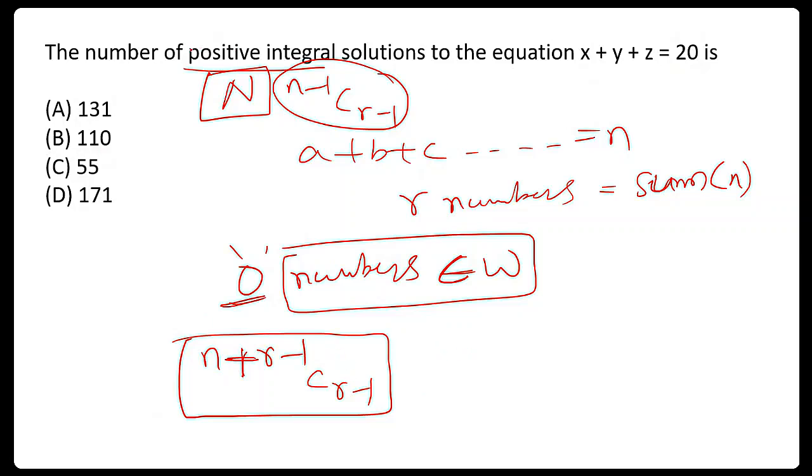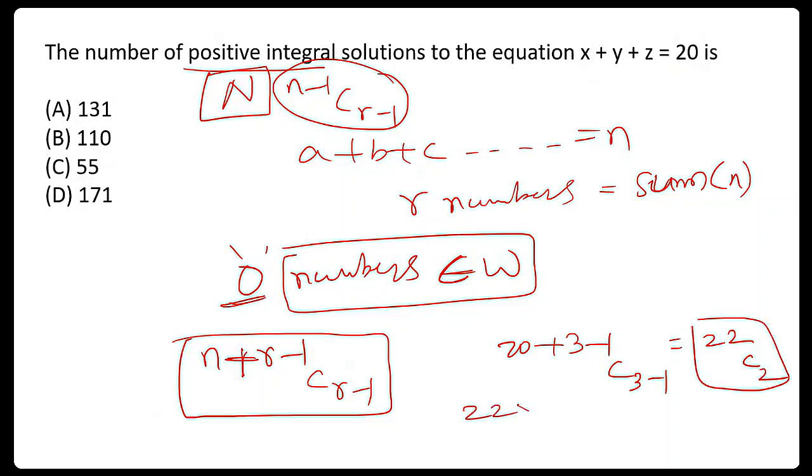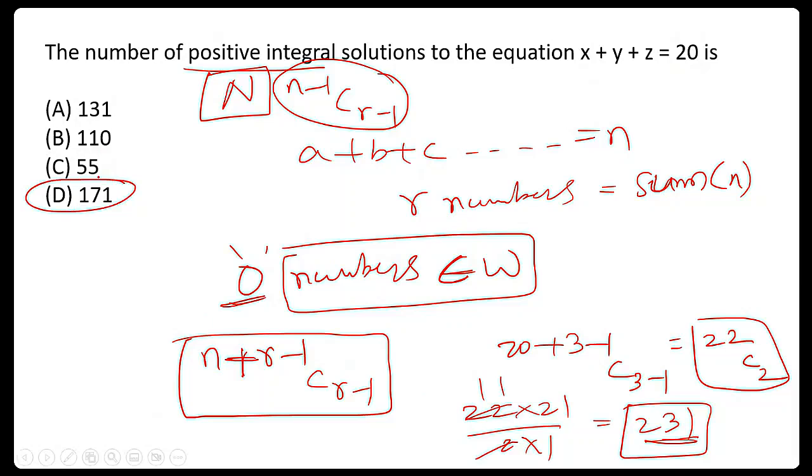Suppose in this question, if 0 is also allowed, then the answer is 20 plus 3 minus 1 C 3 minus 1, which is 22 C 2. If I simplify this, 22 into 21 by 2 into 1, you will get 11 into 21, 231 is the answer. If 0 is also allowed, the answer is 231. If 0 is not allowed, then 171. I hope you understood both the questions, both the solutions. For the safe side, I told you the other one also, that is when 0 is also allowed. Okay, thank you. Moving to the next question.